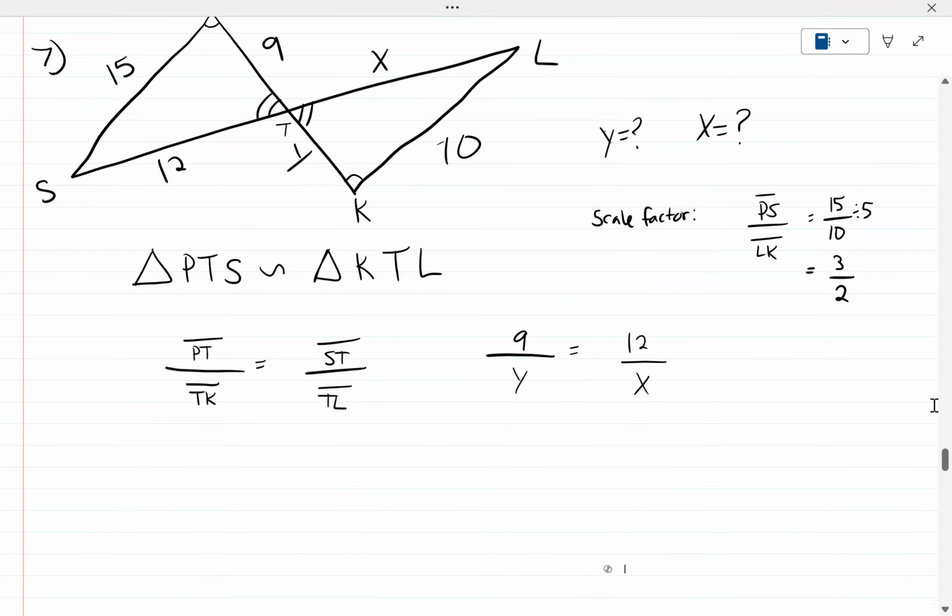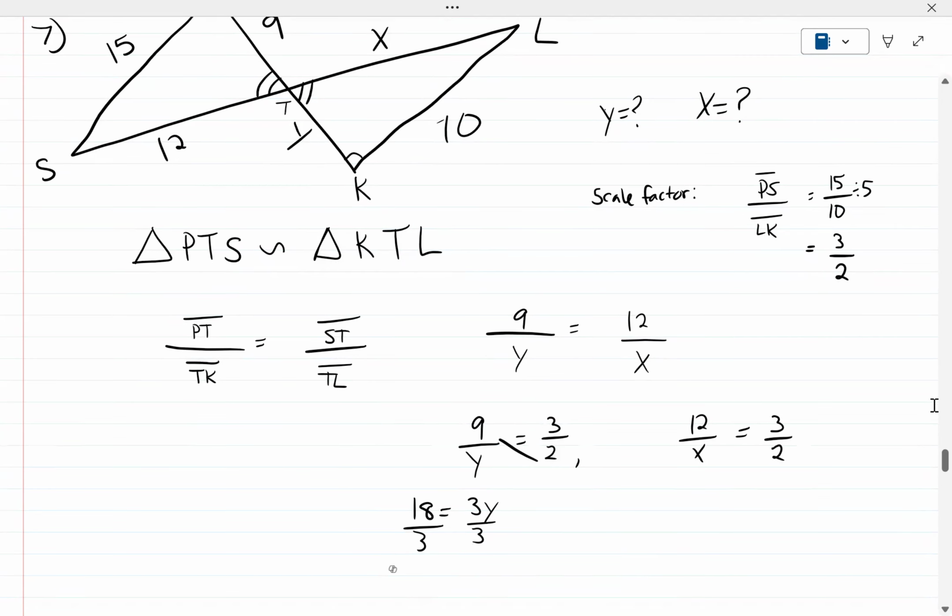So what we'll do is set each proportion to the scale factor. You could say 9 over Y equals 3 over 2, and 12 over X is equal to 3 over 2. So let's see what happens. 9 times 2 is 18, equals 3Y. Divide this by 3, and we get Y equals 6.